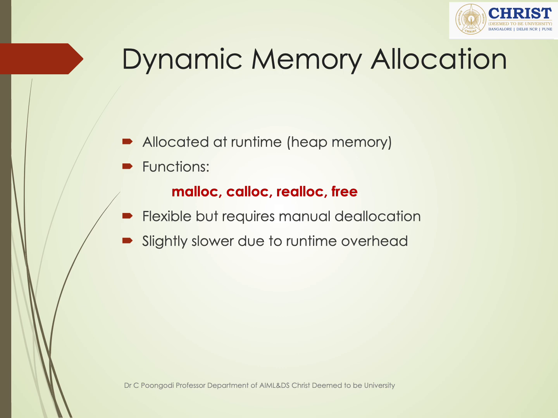So what is dynamic memory allocation? Here the memory is allocated during the runtime, and it is allocated in the heap memory. Example functions to allocate dynamically are malloc, calloc, realloc, and free. Malloc is called memory allocation. Calloc is contiguous allocation. Realloc means reallocate the memory. Free means free the memory that is already allocated. We'll see them one by one in the next slides.